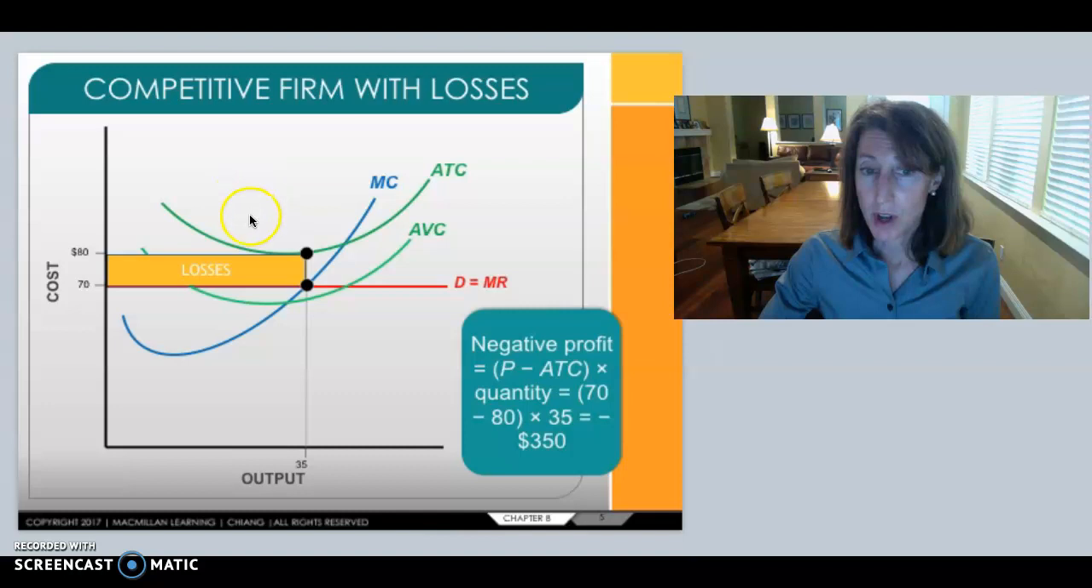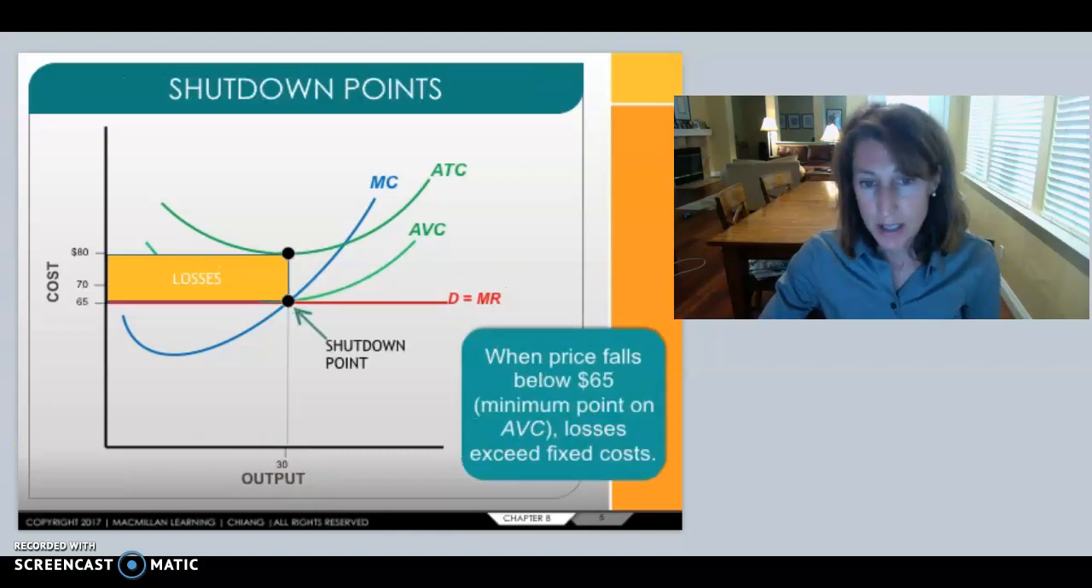If average variable costs were greater at that quantity, that optimal quantity, then that means they're spending more, they're paying their workers more every time they're producing, they should just shut down. So we call this the shutdown point. It's where average variable cost intersects the output.